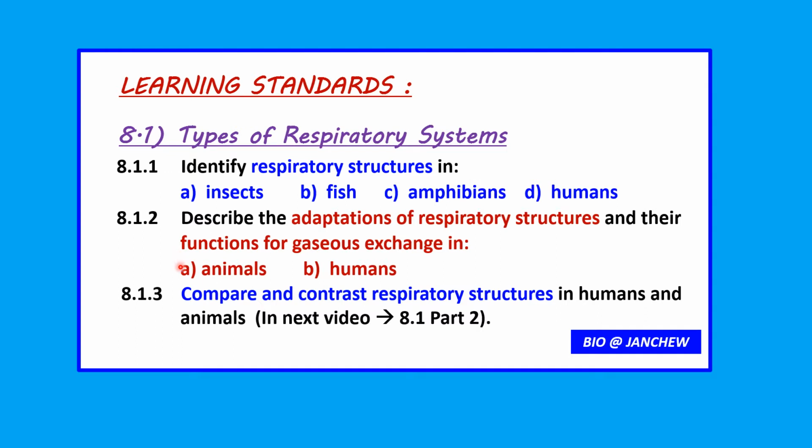Number 2, we should be able to describe the adaptations of the respiratory structures and the functions for gaseous exchange in A. Animals, such as insects and fish, and B. Humans. For this video, we'll concentrate on the adaptations of the respiratory structures in insects and fish. Number 3, compare and contrast the respiratory structures in humans and animals. This is not in this video, but in the next video.